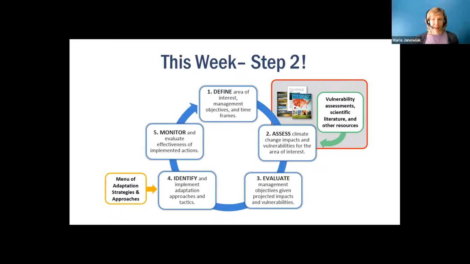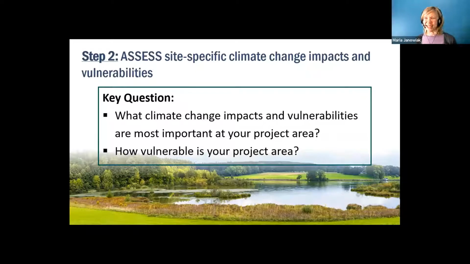The step 2 questions: the first one is, what climate change impacts and vulnerabilities are most important to your project area? We're really trying to think about how we take big, broad trends across large areas and drill them down to places that you really care about, someplace that you could actually stand and look at and think about. And then, how vulnerable is your project area? We have a vulnerability determination step, and we'll be describing that as well.